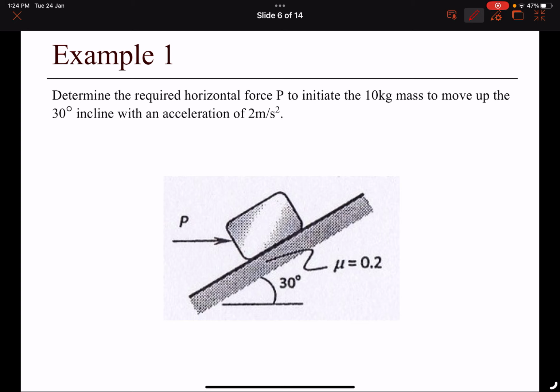All right, so we move to example 1. Before that, make sure that you understand the question carefully.